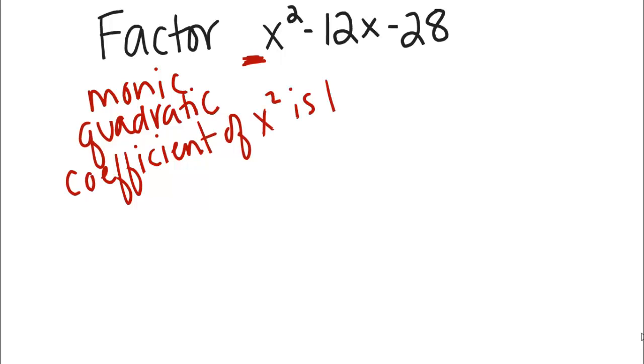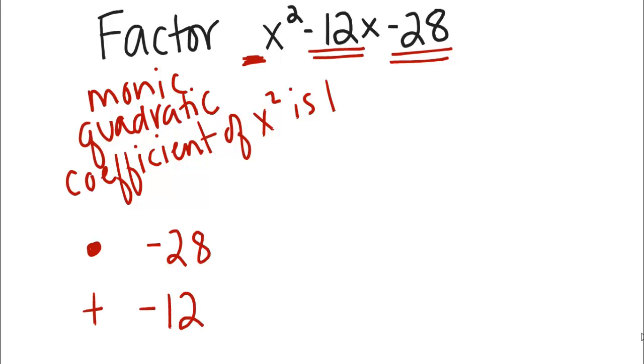And that's a good vocab word to know because we're really only focusing in this video on monic quadratics, where that a value is 1. From what we saw in the last example, we know that we're looking for two numbers that multiply to negative 28 and add to negative 12. Multiply to negative 28 and add to negative 12. Can you find those two numbers?